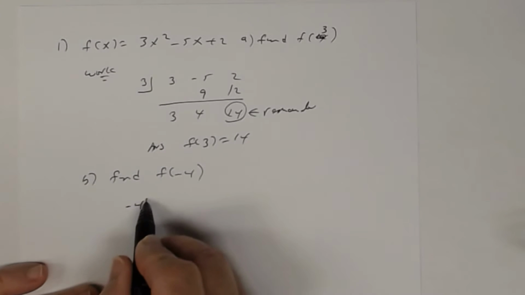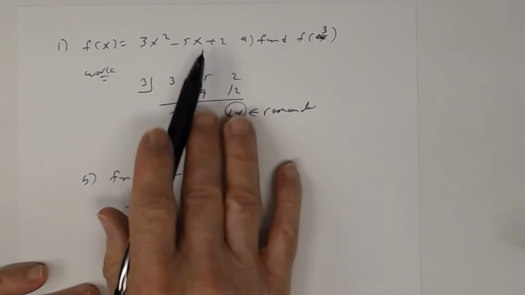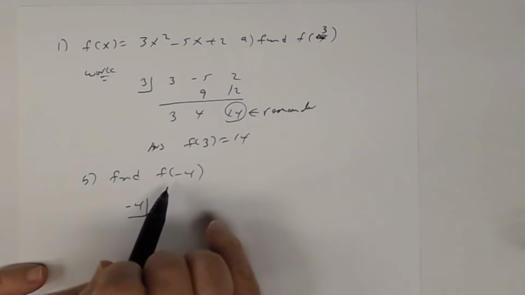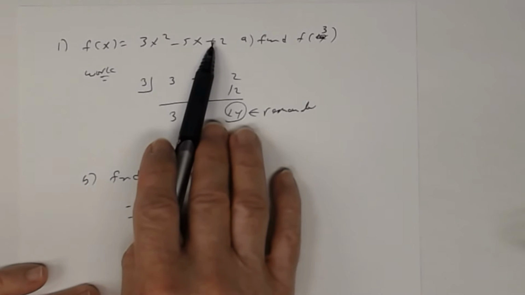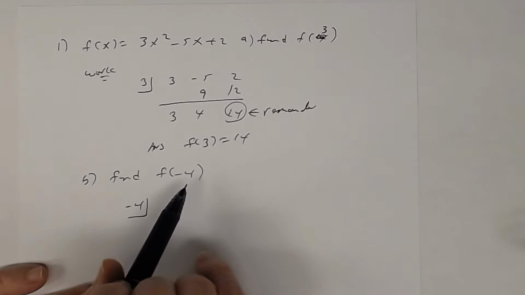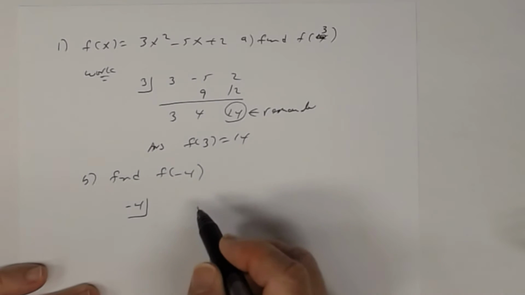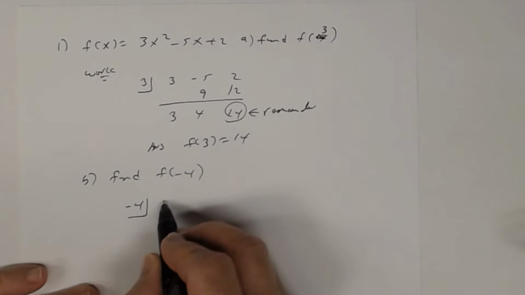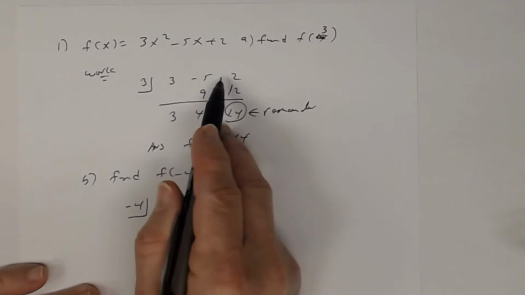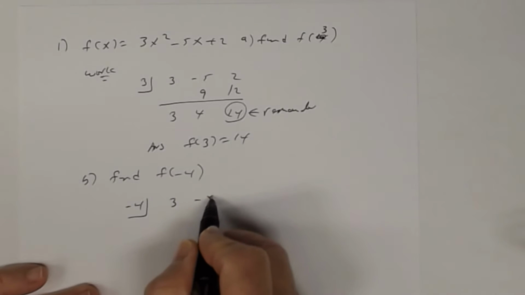So negative 4. Remember, finding f of negative 4, according to the remainder theorem, is the same thing as taking f of x and dividing by x plus 4. So that's where you're getting this negative 4 from. And so my coefficients are going to be the same as these. So 3, negative 5, and 2.